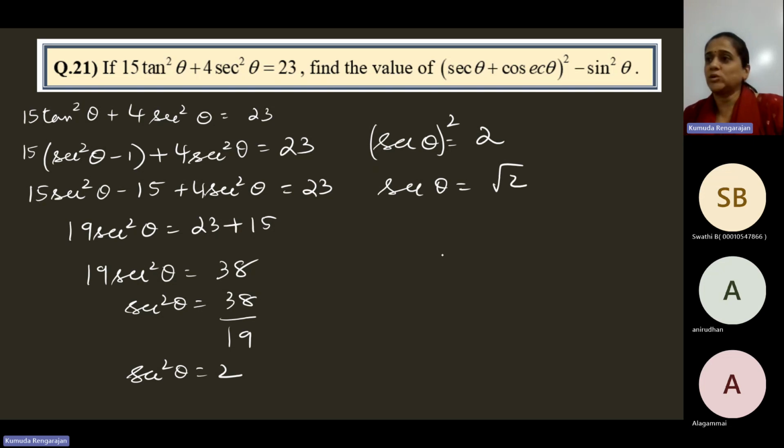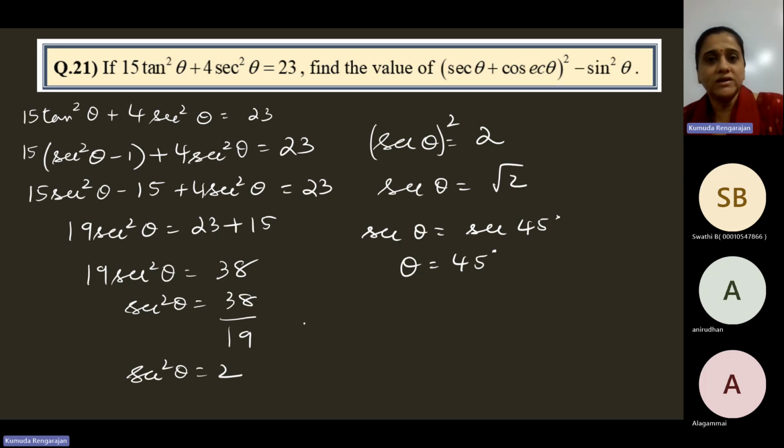Secant theta means the reciprocal of cos. When is it 1 by root 2? In the cos table, when is it 1 by root 2? Cos of what is 1 by root 2? 45 degrees. Okay, so secant theta is equal to secant 45 degrees, because cos 45 degrees is 1 by root 2. So secant 45 degrees will be the reciprocal, root 2 by 1, root 2. So on comparing both the sides, theta is equal to 45 degrees.